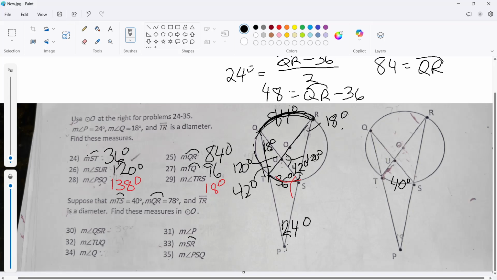Measure arc QR is 78 degrees, and TR is a diameter. Find these measures. Angle QSR. Well, QSR is an inscribed angle, one half of the arc it cuts out, which is arc QR. So one half of 78 is 39.